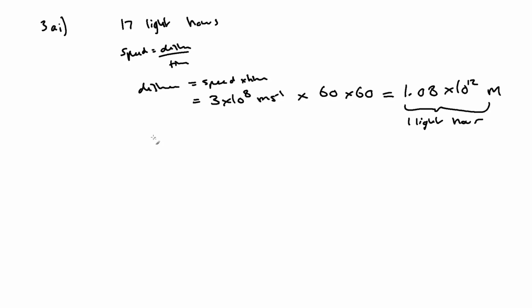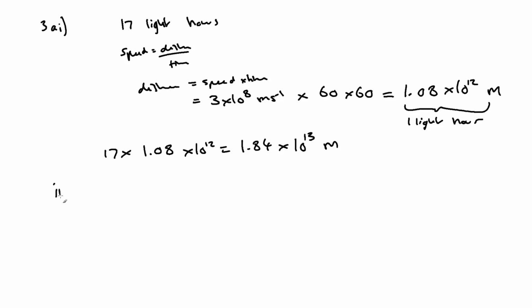So if we've got 17 light hours, well, we've got 17 times that distance. So 17 multiplied by 1.08 times 10 to the 12 will equal 1.84 times 10 to the 13 meters. It really doesn't mean much in meters, which is why they tend to refer to it as something like light hours, because the distance travelled by light in an hour is something we can perhaps imagine a little bit better than what 1.84 times 10 to the 13 meters means.